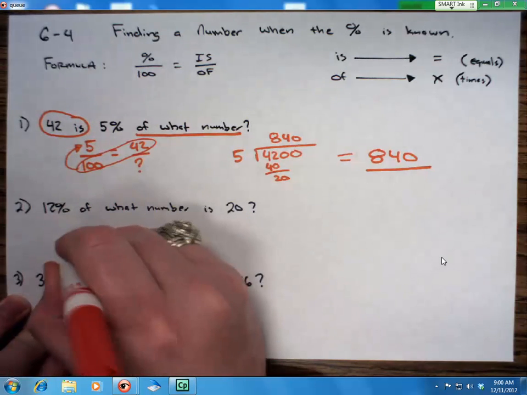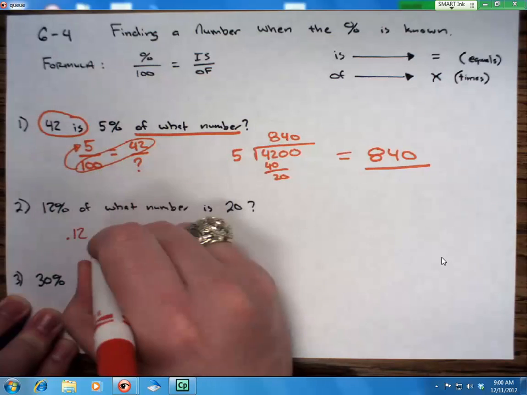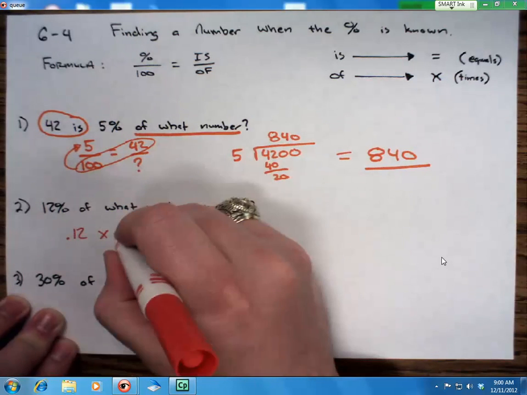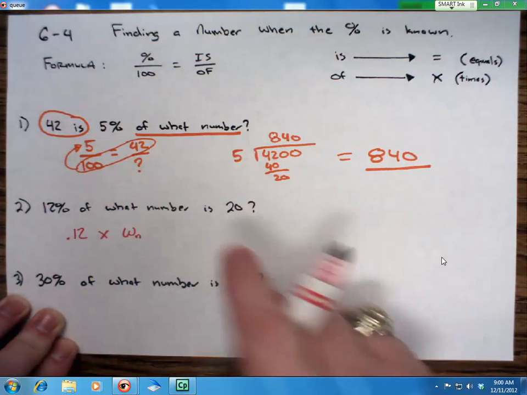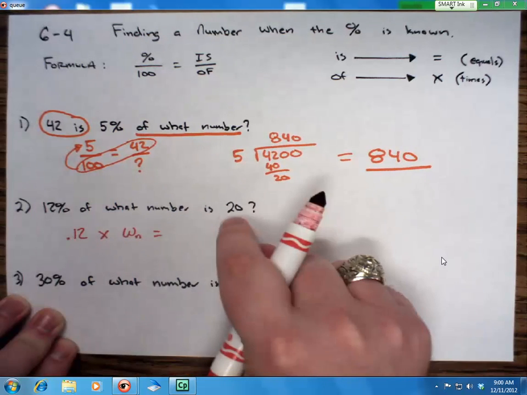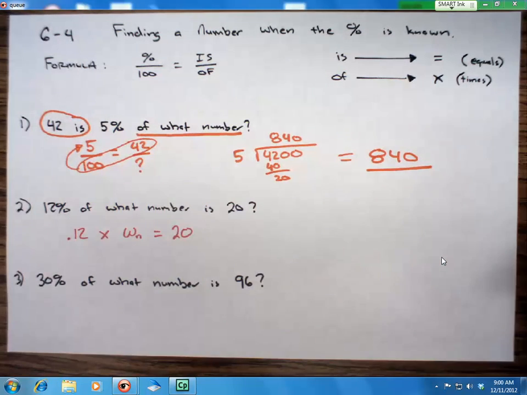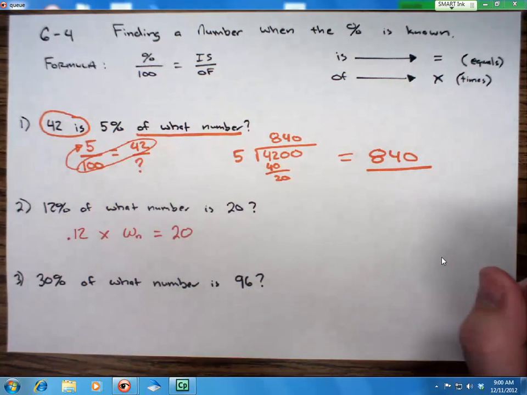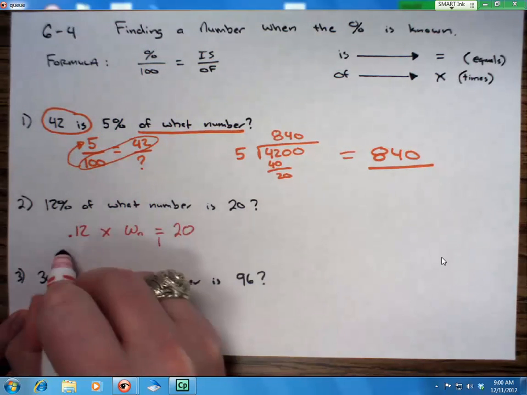Yeah, it'd be 0.12. And then the word of, I replace that with times. What number? I'm going to just replace that with WN for what number is. I'm going to replace that with equals 20. Okay, so now I have 0.12 times some number equals 20. Okay, now in order to solve that, I can do my balance beam method. Remember this from the beginning of the year.